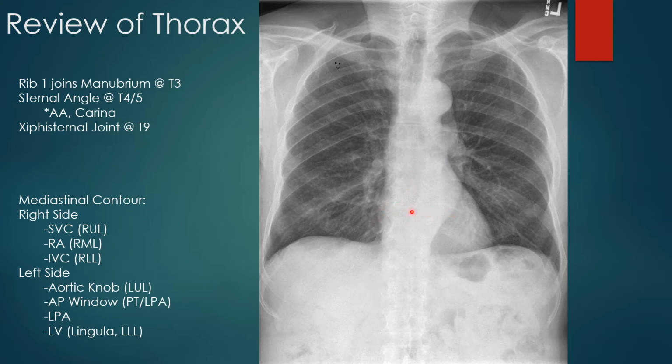It is a little difficult to appreciate here, but with your ribs, remember 1 through 7 are true, 8 through 10 are false, and then 11 and 12 are your floating ribs. You can kind of see them down here.